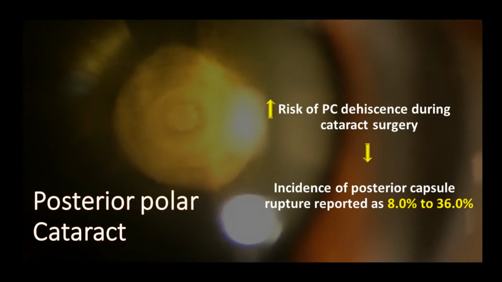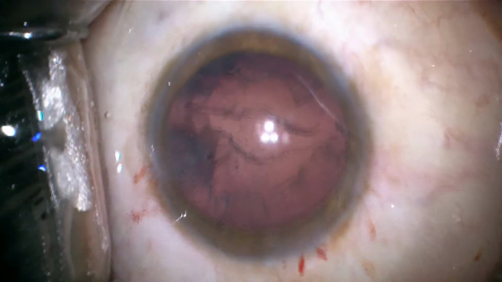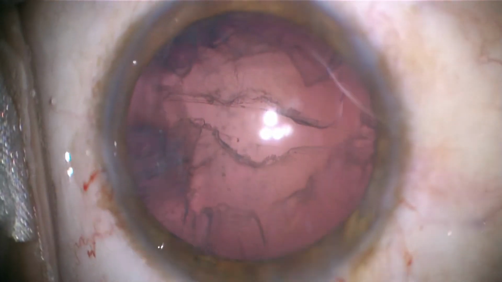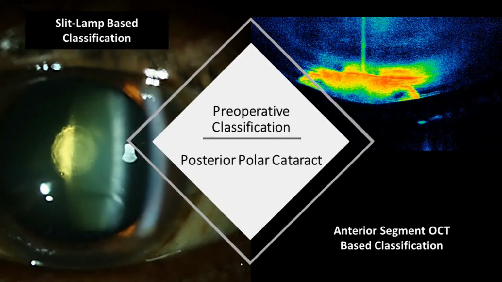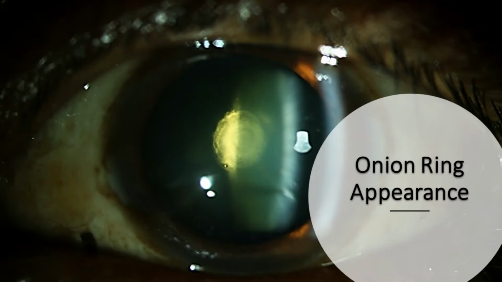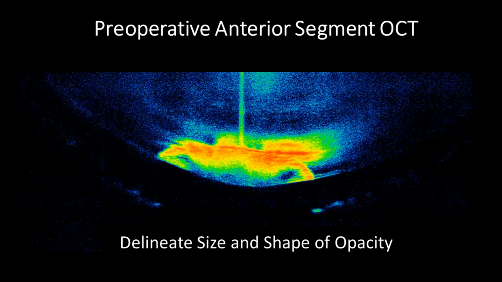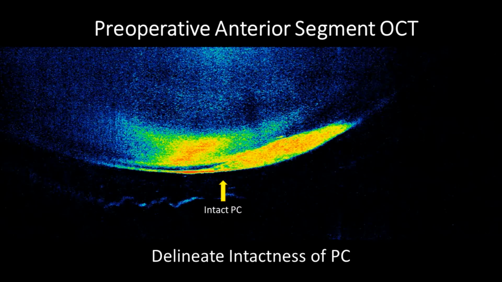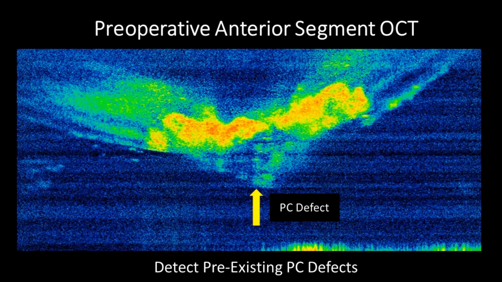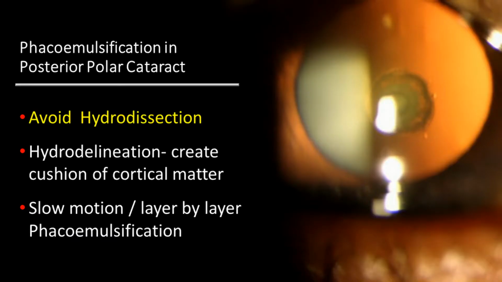The management of posterior polar cataracts is surgically challenging owing to the high incidence of posterior capsular adhesions. Pre-operatively, posterior polar cataract may be classified on slit lamp examination into 4 types. In addition, anterior segment OCT may help to delineate the size and shape of posterior polar opacity and detect pre-existing PC defect. Conventionally, hydrodissection is avoided in posterior polar cataract.